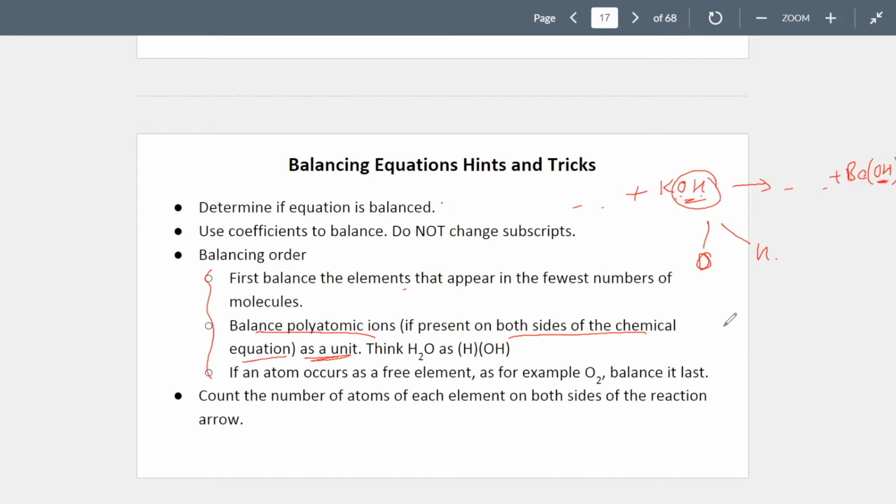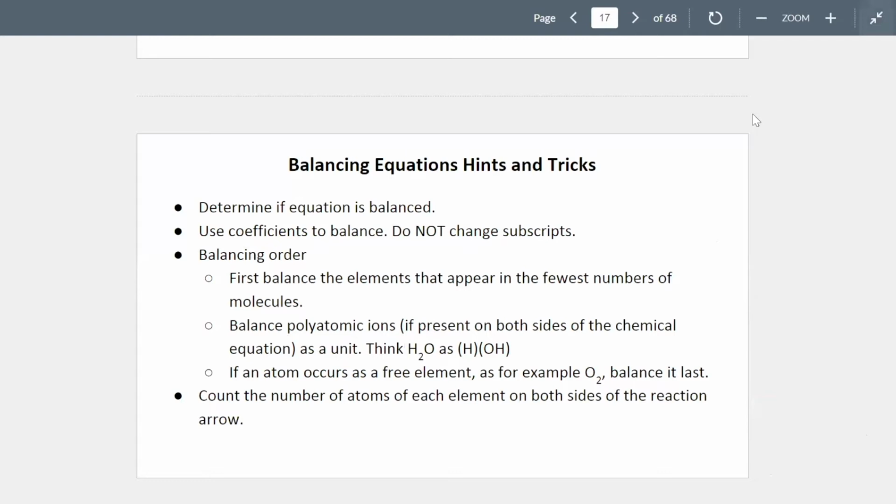Now, the next one is if an atom occurs as a free element, like nitrogen or oxygen or zinc, then you're going to balance that at the end, because when you put a coefficient on it, it is just going to affect the oxygen. It's not going to affect any other atoms. But if you put 2 over here, in potassium hydroxide it affects potassium, it affects oxygen, it affects hydrogen. That's why we're going to balance this only at the end. And once all is done, you always need to count whether it is balanced or not.